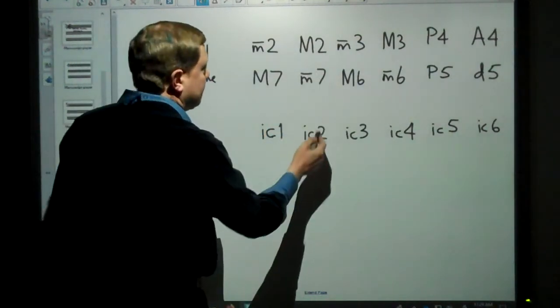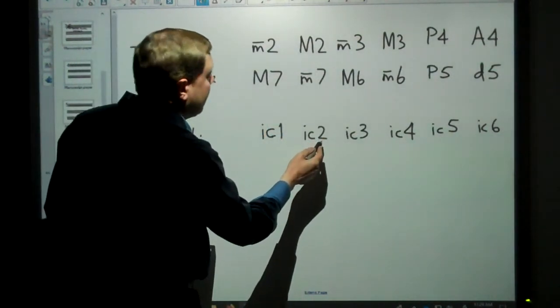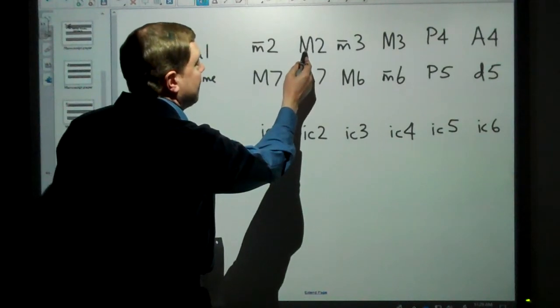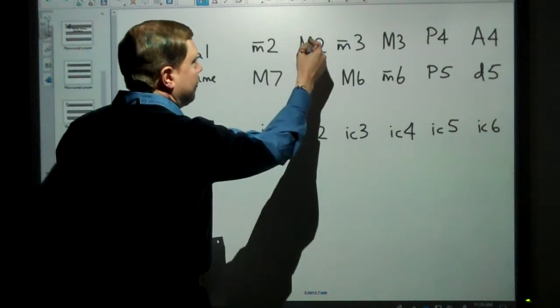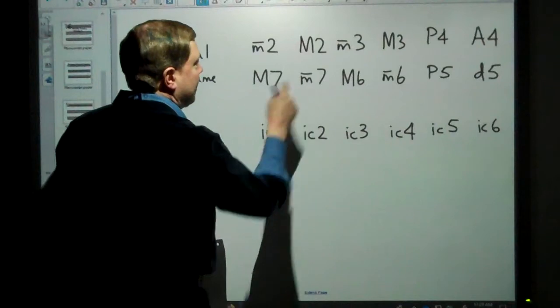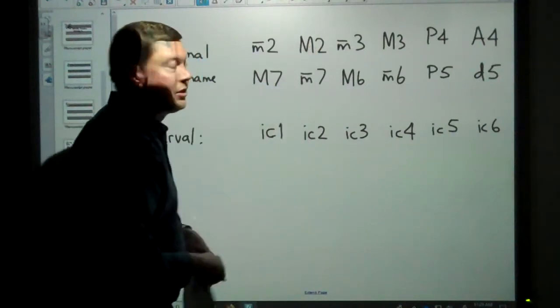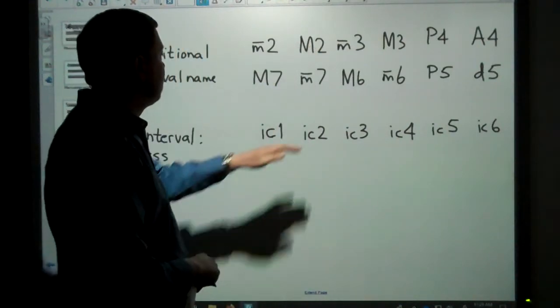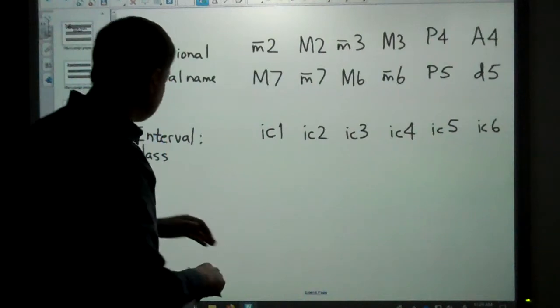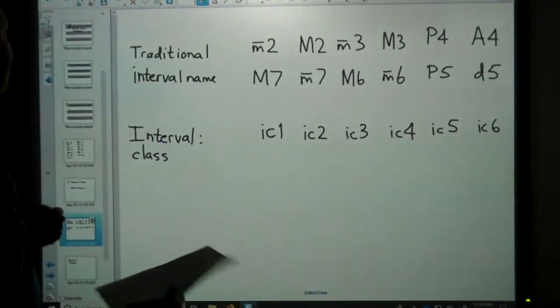Okay. And the reason that this interval class is interval class 2 is because there are 2 half steps in the smaller of the 2 intervals, the major second and the minor seventh. The shortest distance is the major second out of those 2, and it contains 2 half steps. So I think you're getting the idea.